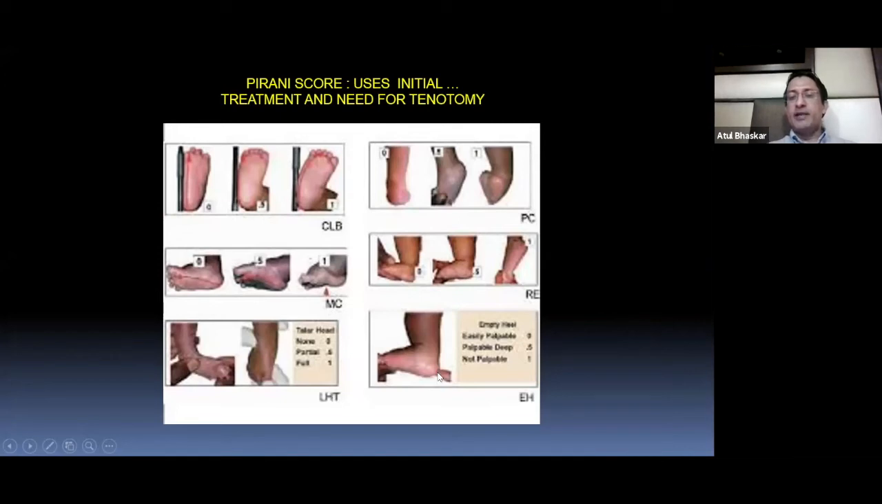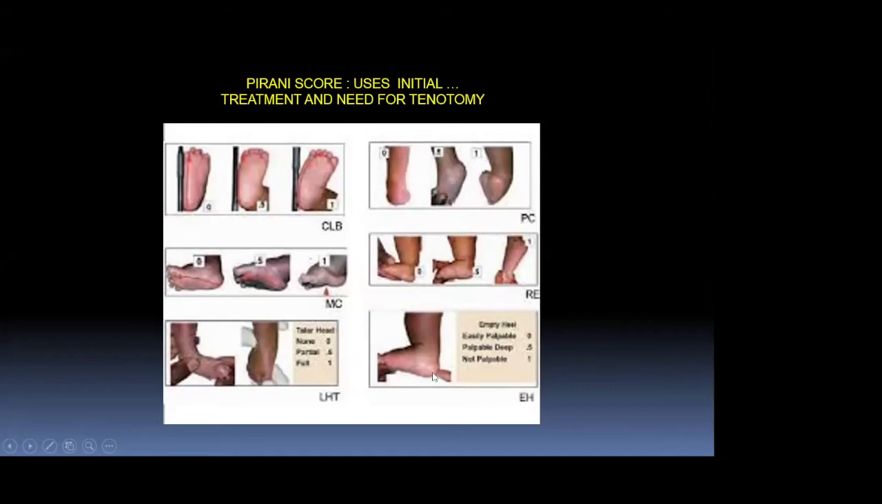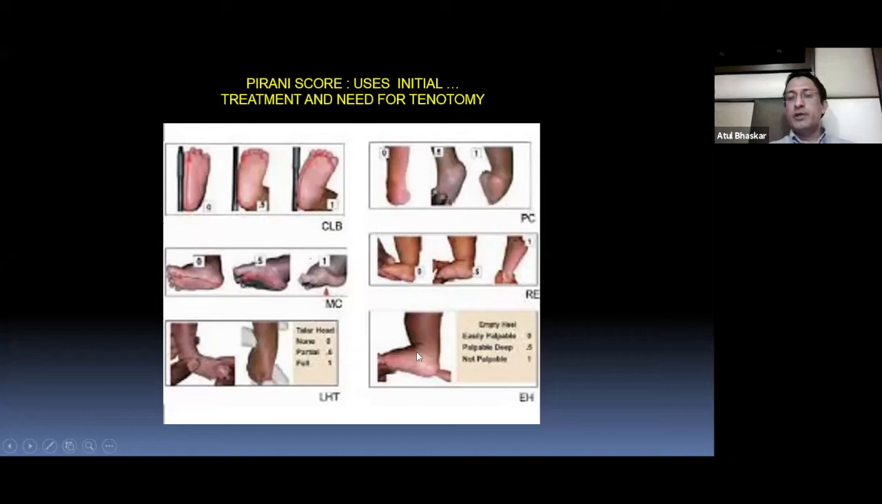So you palpate the empty heel and you can see whether it is easily palpable, then it is 0. If the heel is not palpable, then it is 1. That means you will feel it like a soft tissue. So empty heel is an important sign. Many of these will overlap. As long as you can grade the clubfoot into these scores, you are able to judge the severity of the clubfoot.